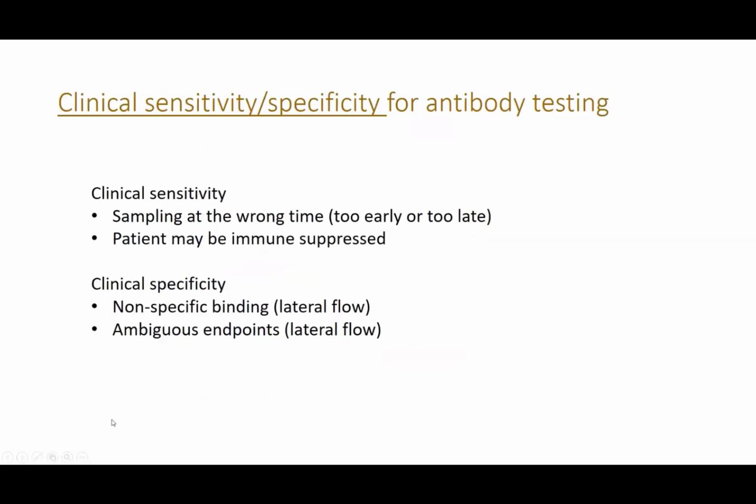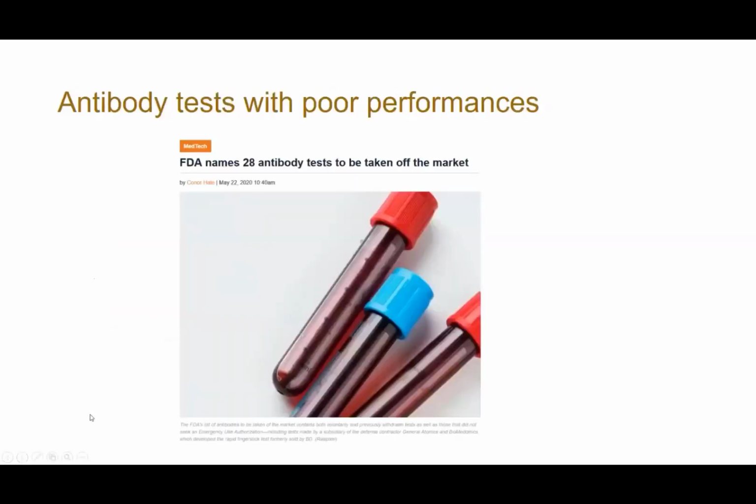So it is important to sample at the right time. If it's going to be positive, it needs to be a few days after the virus has been detected using PCR. We have seen many patients who end up not developing antibodies because they are immune suppressed. There can also be problems with nonspecific binding and ambiguous endpoints, particularly with the lateral flow. I'm not a big fan of the lateral flow assay. In fact, the FDA has taken many of these off the market because of poor performance.